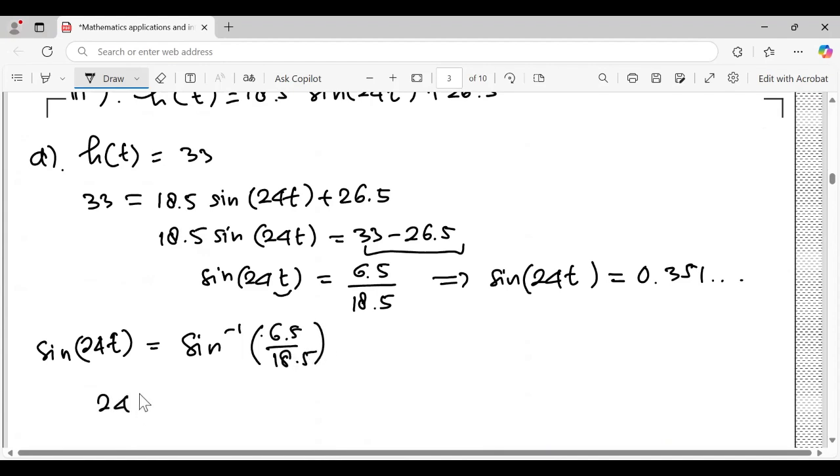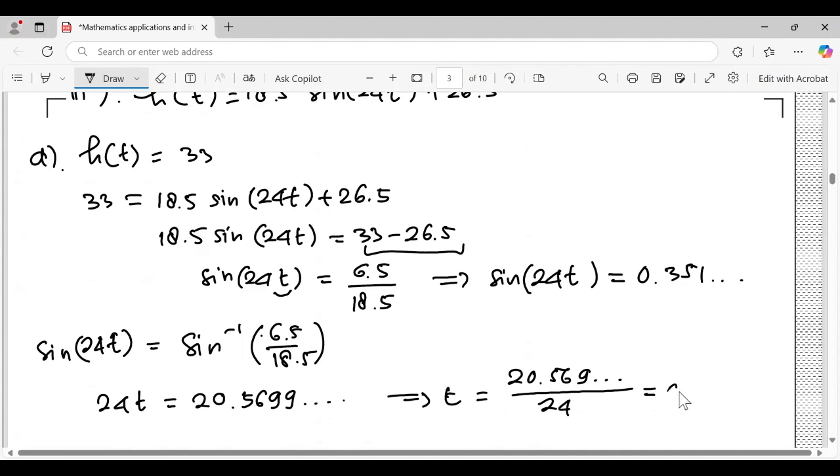Okay, so 24t equals 20.5699 and so on. So it means t equals 20.569 divided by 24, and the result is 0.857 and so on. Rounded off, it becomes 0.57 meters.